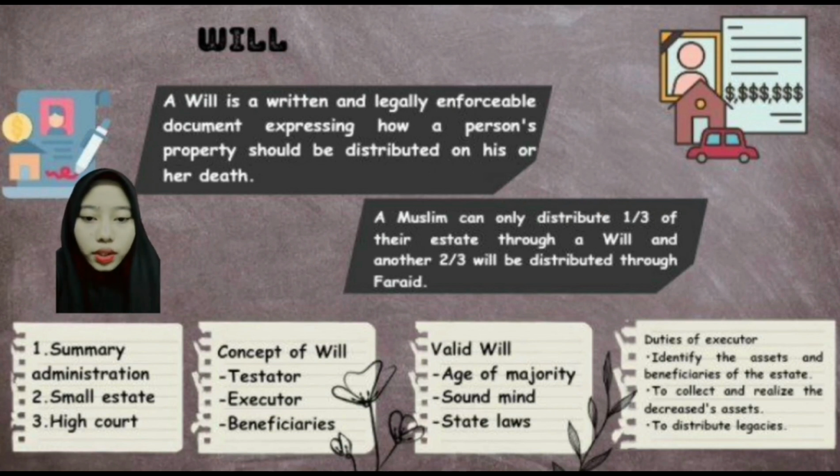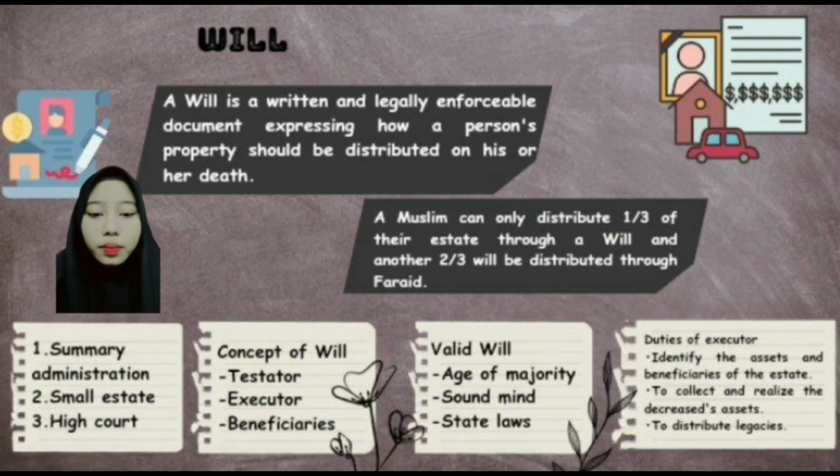Next, the executor. The person who administers and distributes the estate. The executor needs to obtain a grant of probate in order to have full power and responsibility to undertake administration of the estate. And third is the beneficiaries, the individuals who will receive the estate according to the will.